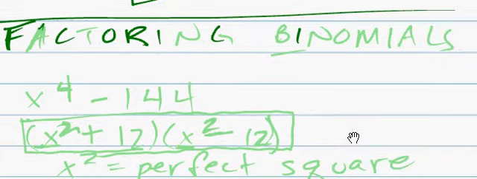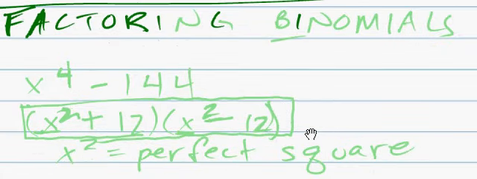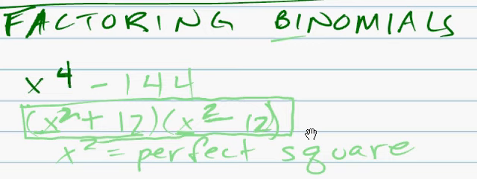Okay, let's talk a little more about factoring binomials. And let's take a problem that looks like this: x to the fourth minus 144. You're going to see that there's a little bit of magic happening already if you know your multiplication tables.